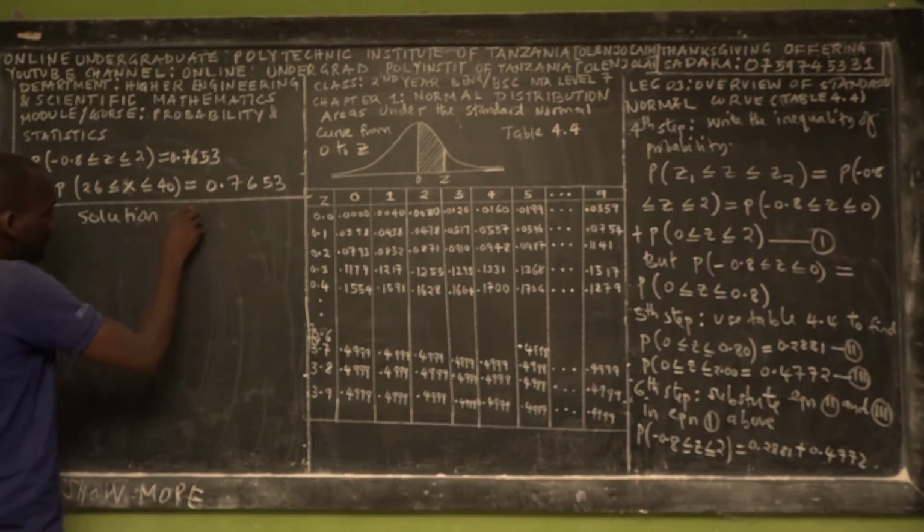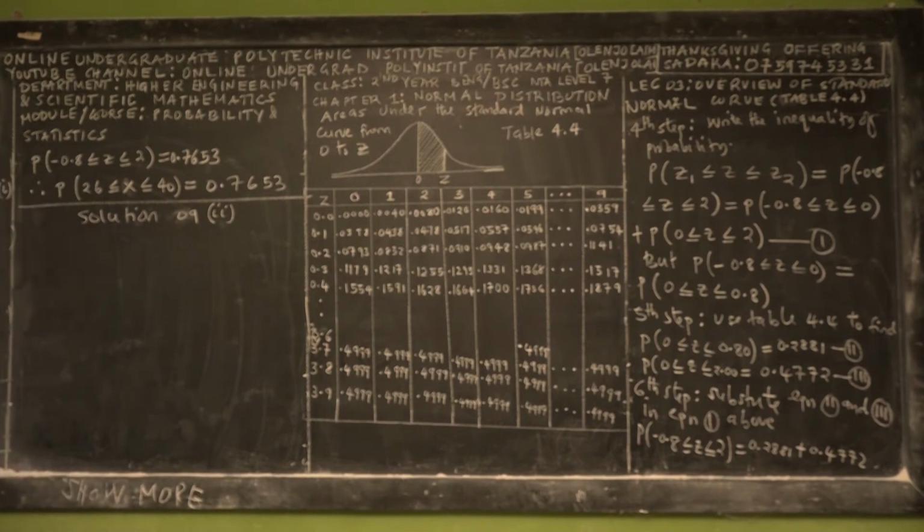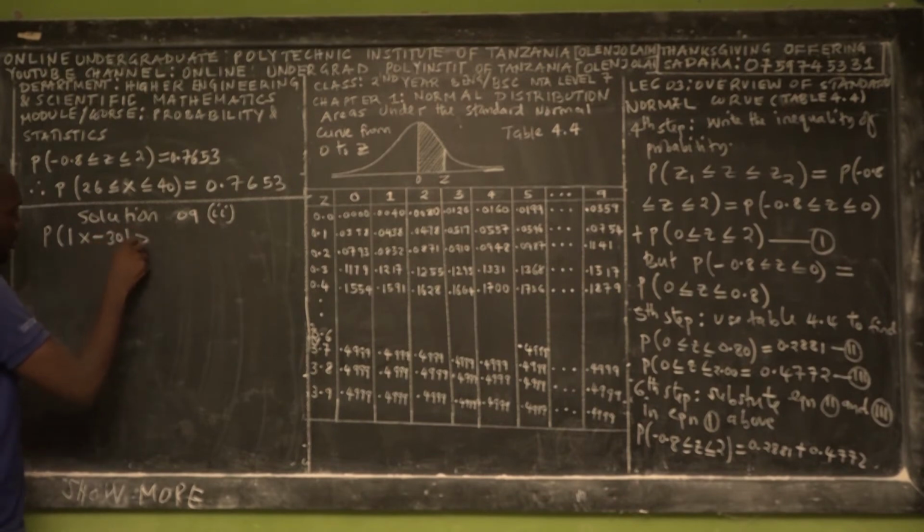So example 9, Roman 2. We have been asked to find the probability. So let me do this one, then I'll do the homework for you. We are given the probability of the absolute value of x minus 30 greater than 5.